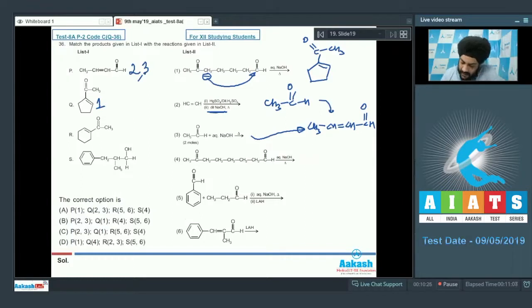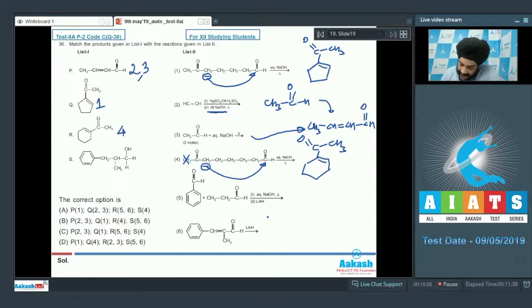If you look at the next option, again there is a case of intramolecular aldol. There is a possibility of a 6-membered ring versus an 8-membered ring. The 8-membered ring will not be formed. The carbanion generated here will attack. So we're going to have the formation of this structure after the dehydration. So we have to match option R with the 4th option.